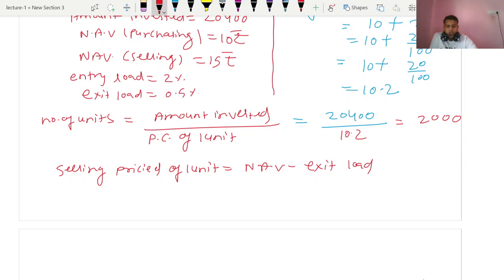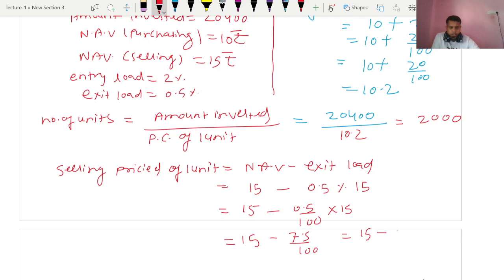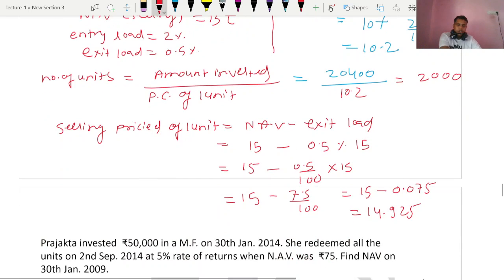Correct? So net asset value is what? Net asset value while selling 15 rupees minus exit load is 0.5%. 0.5% of net asset value, that is 15 rupees. So 15 minus 0.5 by 100 of 15. So this is 15 minus 7.5 by 100. So this is 15 minus 0.075. Am I right? Correct. So this will become 14.925. Fine. So selling price of 1 unit is 14.925.